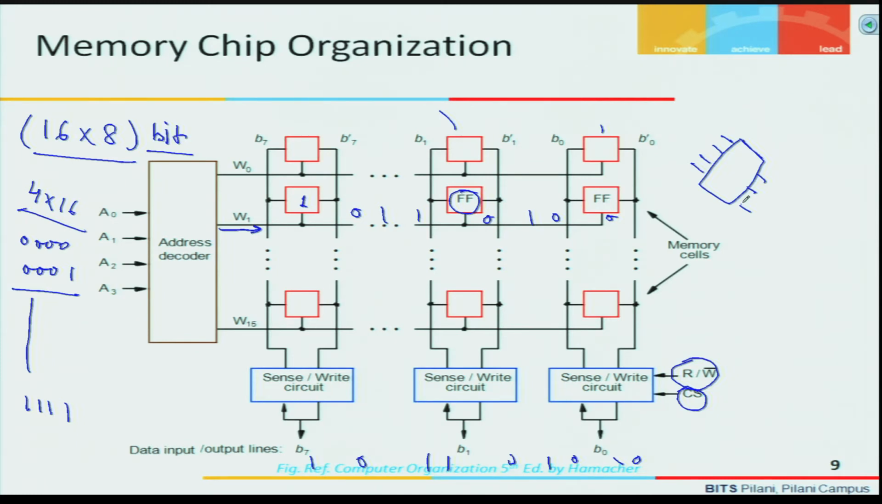So, the number of pins we look at: 4 address lines are required, 8 data output lines are required, 4 plus 8 is 12, 1 chip select and 1 read write, so 2, and power supply is also required. So, 1 for ground and 1 for power supply. So, total 12 plus 2 plus 2, 16. So, 16 pins are required in this case to construct this small 16 into 8 bit memory.